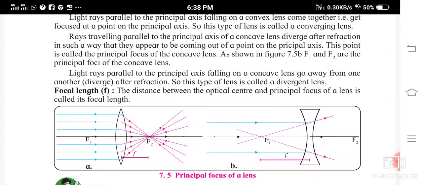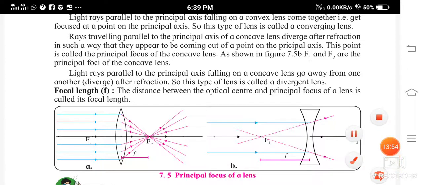Rays parallel to the principal axis of a concave lens diverge after refraction in such a way that they appear to be coming out from a point on the principal axis. This point is called the principal focus of the concave lens. F1 and F2 are the principal foci of the concave lens.